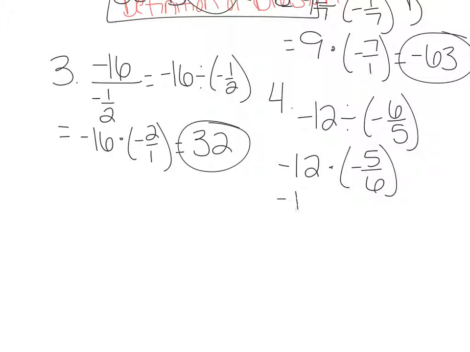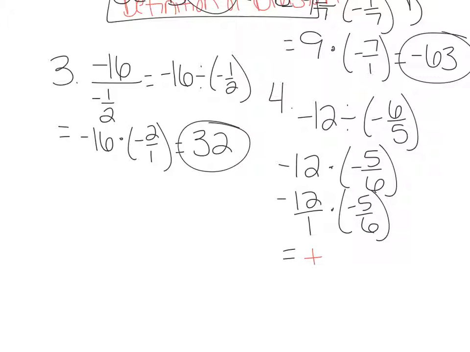Now for this one, it might be better to rewrite it and write 12 as a fraction as well. So I'm looking at negative 12 over 1 times a negative 5 over 6. If we go ahead and figure out what the sign of my answer is going to be, I have a negative times a negative, which hopefully you realize is going to give you a positive number. Once I figure out my sign, I don't have to worry about the signs in my numbers anymore.